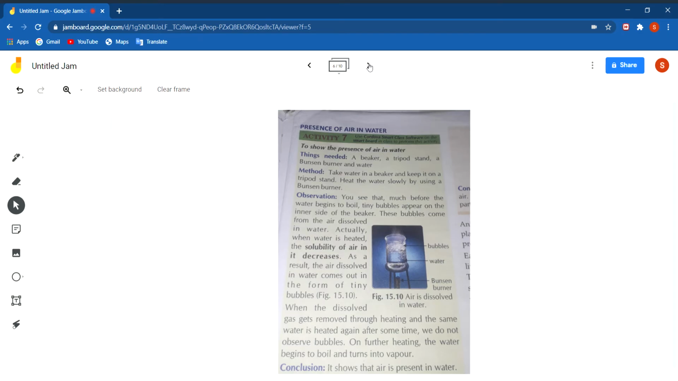When you put the water on the gas stove to boil, you can see that much before the water begins to boil, tiny bubbles start appearing on the pan in which we have put the water. Have you seen it and noticed it? Now whenever you make tea at home, notice this. So from where do these tiny bubbles come? These bubbles come from the air dissolved in water, and this shows that air is present in water.